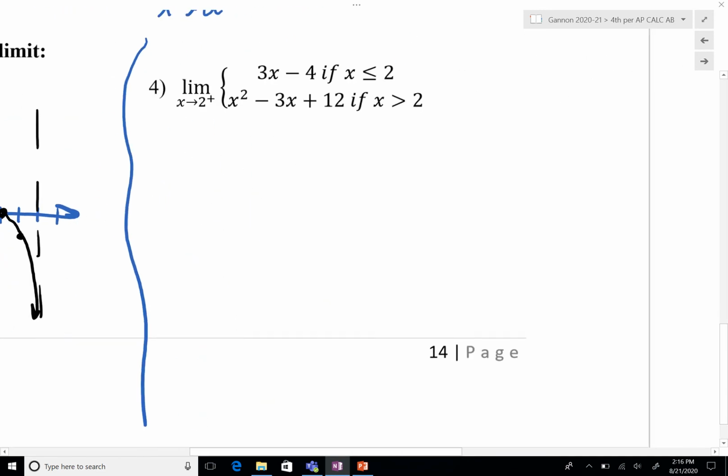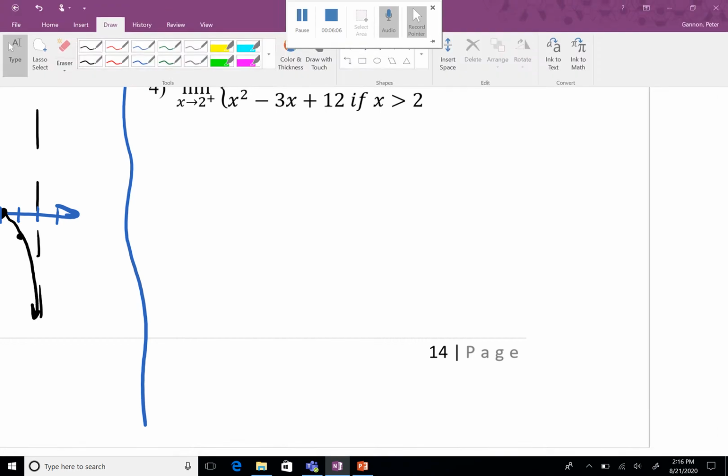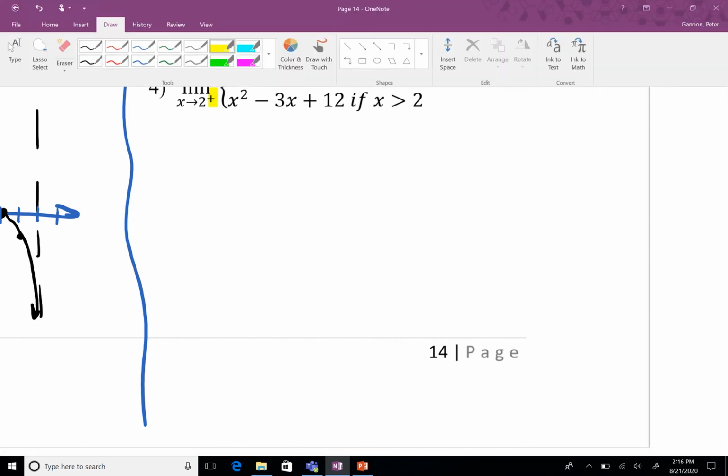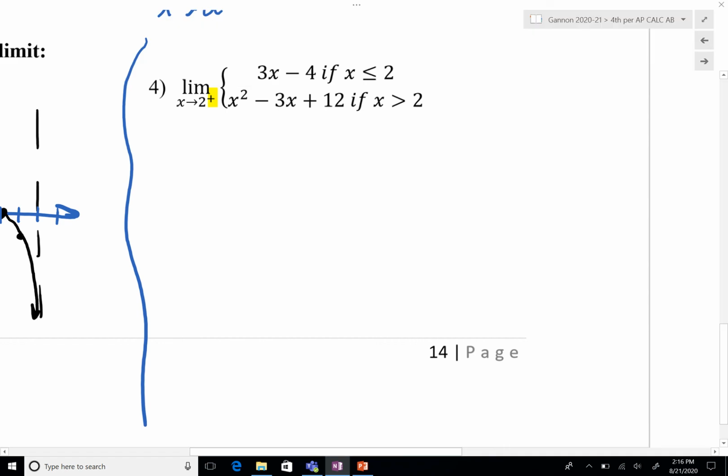Okay, let's take a look at the next example. So here we have a piecewise function. We have the limit as x approaches 2 from the right. That plus is what's telling us we want to know from the right, so using values that are larger than 2. So I've got the limit as x approaches 2 from the right of this function.